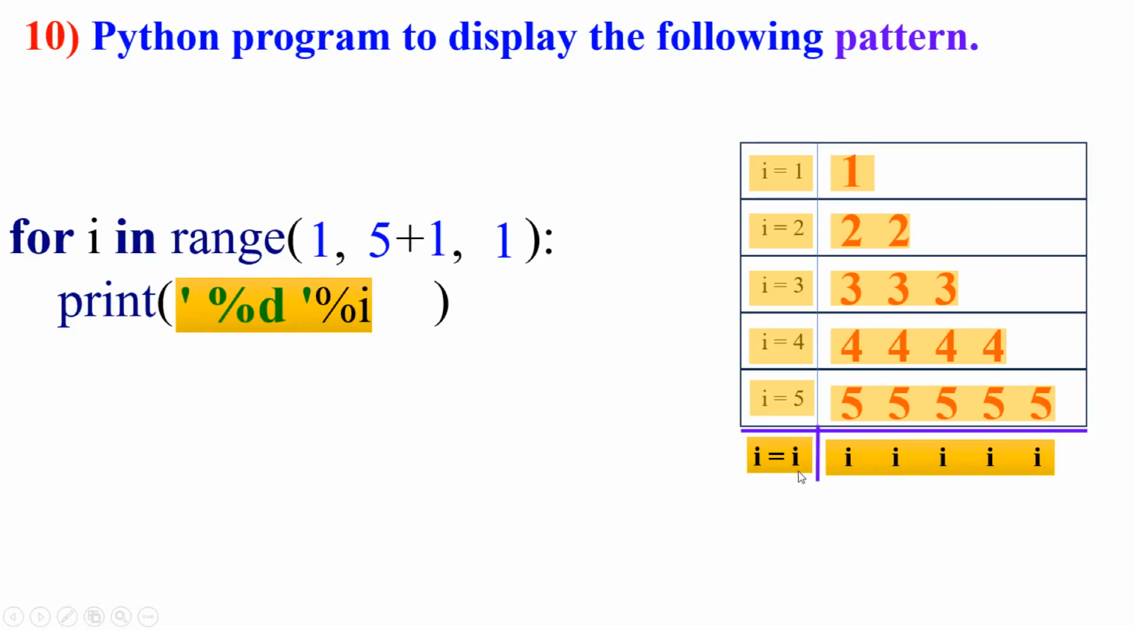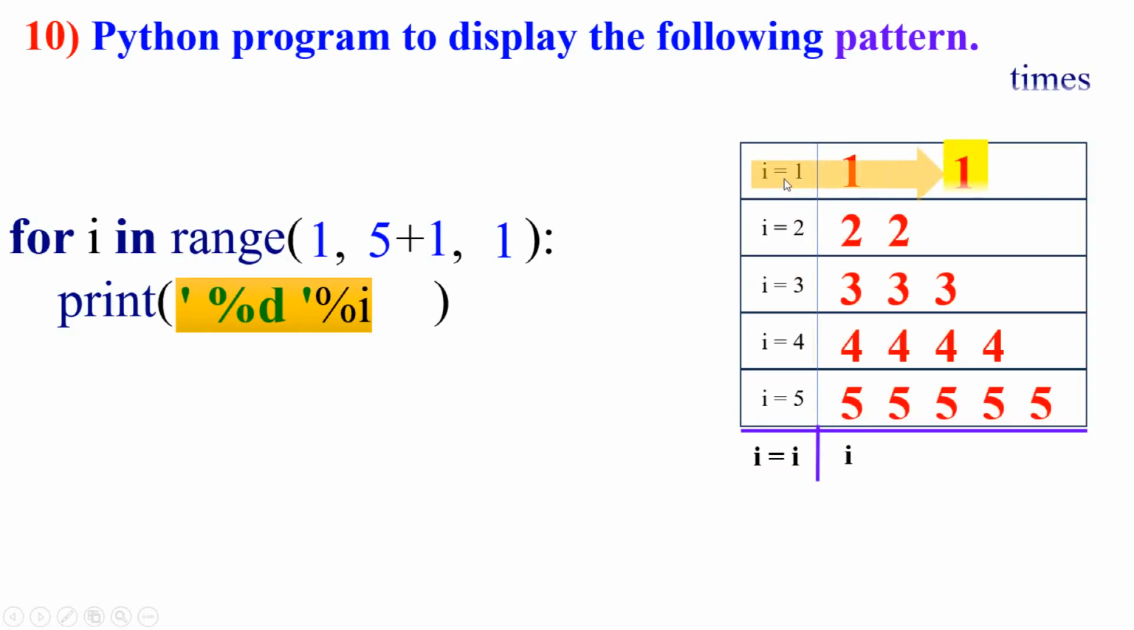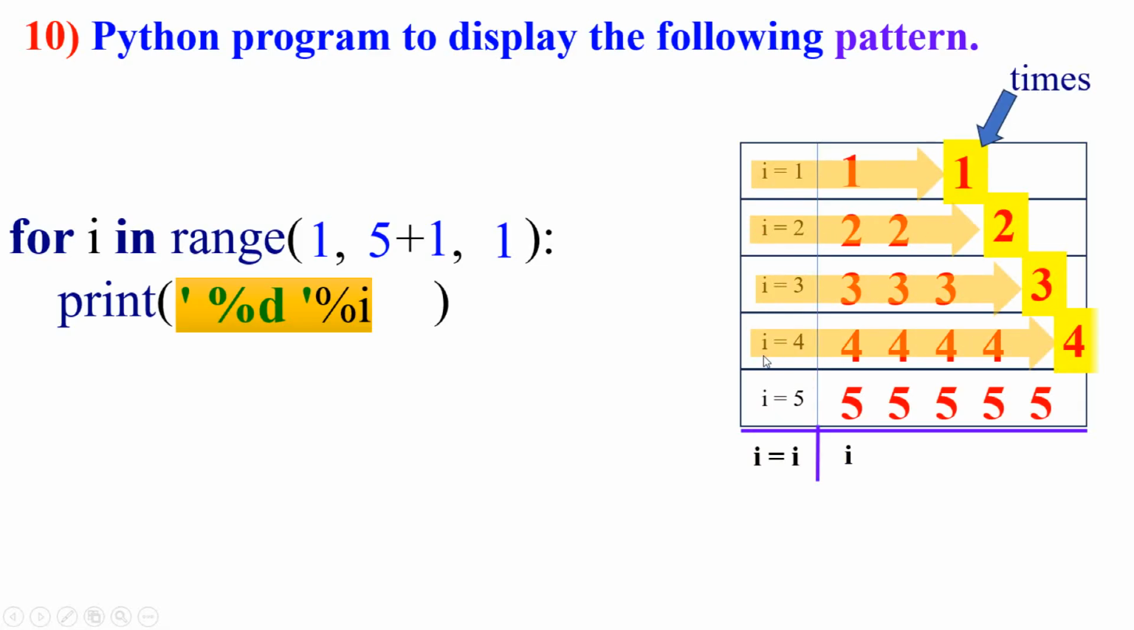Next, let's look at how many times it needs to be displayed. When the I variable value is 1, it's displayed 1 time. When it is 2, 2 times. When it is 3, 3 times. When it is 4, 4 times. When it is 5, 5 times. Overall, the value needs to be displayed as many times as the value of the I variable itself.